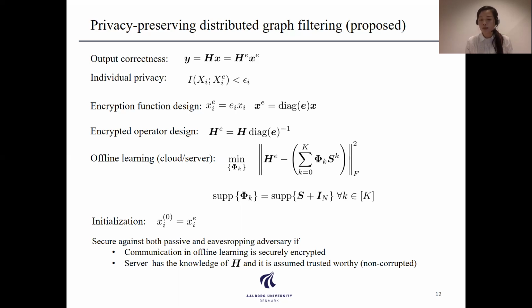And in the meantime, since we rely on the centralized server to conduct all the offline learning, we assume that it is trustworthy. We assume that the centralized server will not be corrupted, such that our privacy will not be known by the adversaries. So this is the condition under which the proposed privacy-preserving distributed graph filter will be robust to both eavesdropping and passive adversary.